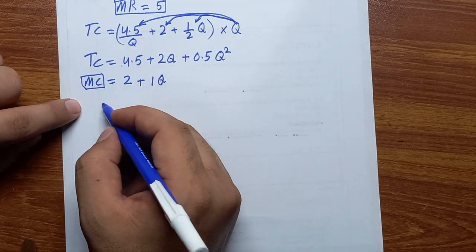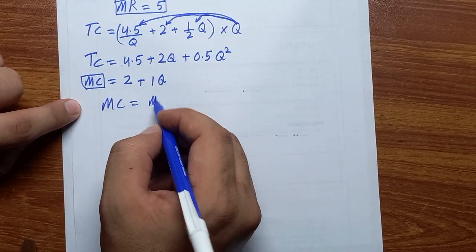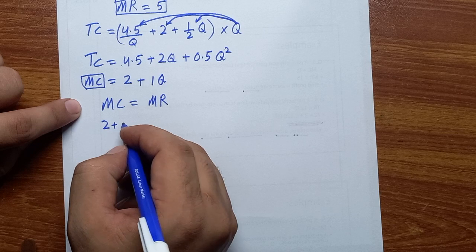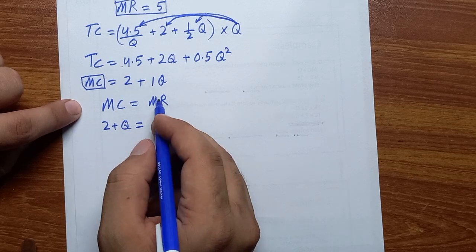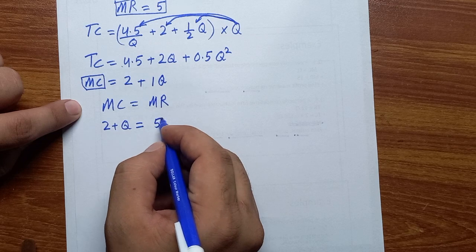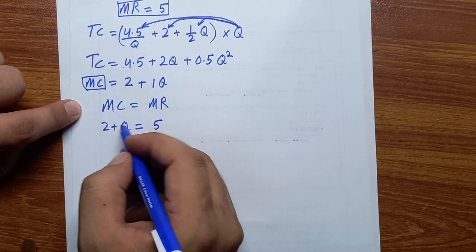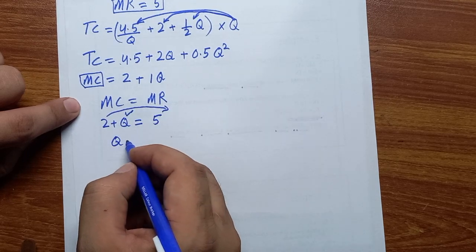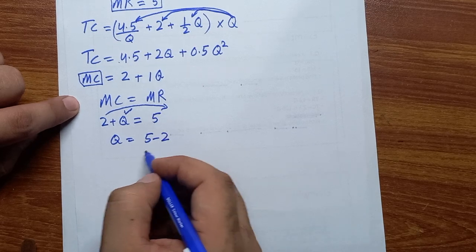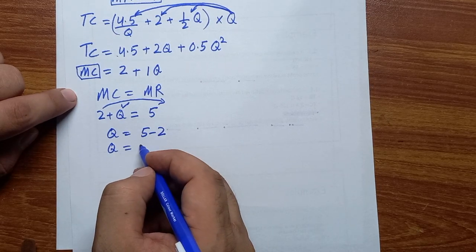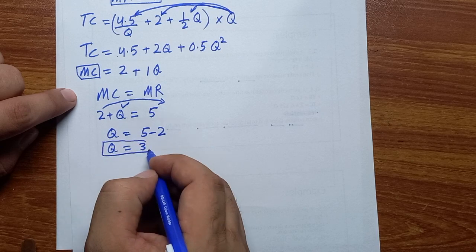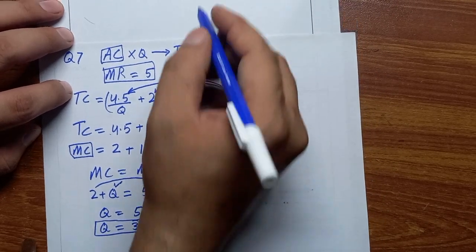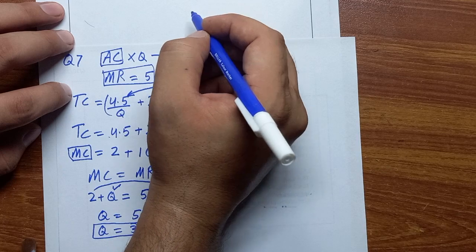So we say that MC is equal to MR. So instead of MC, I'll write 2 plus Q is equal to, instead of MR, I'll write 5. So now we need to find Q. We will shift this to another side. So Q is equal to 5 minus 2 and the value of Q is 3. So what do we find? We should find the profit in this equation.